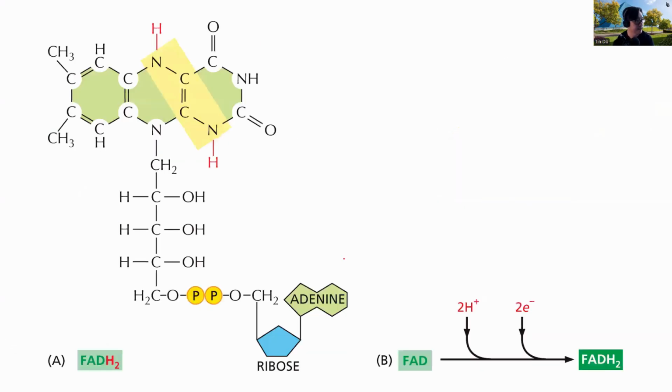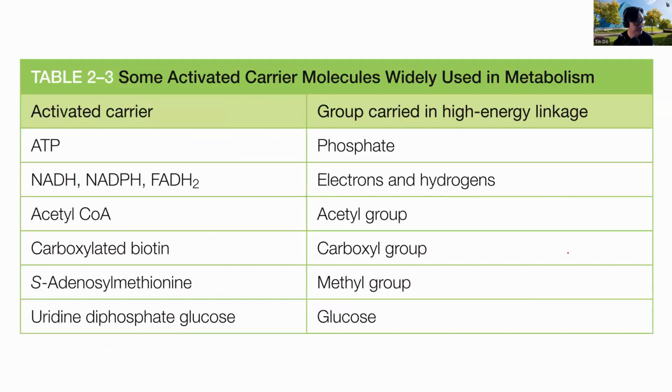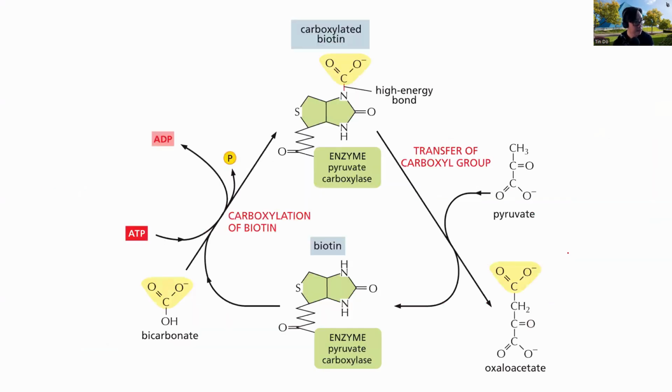We have FADH2, again, two hydrogens right here. And then here are the rest of the extra electron carriers, or energy storage molecules, whatever you want to call them. And this is just giving you an example of different biochemical processes.